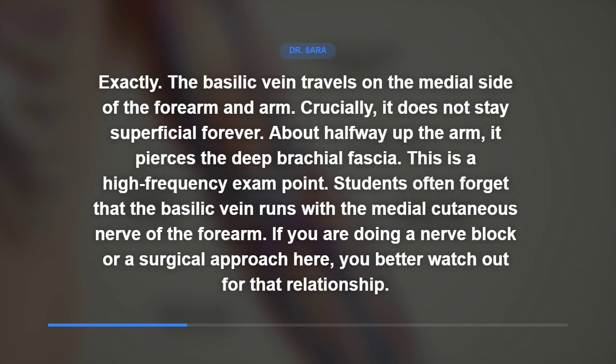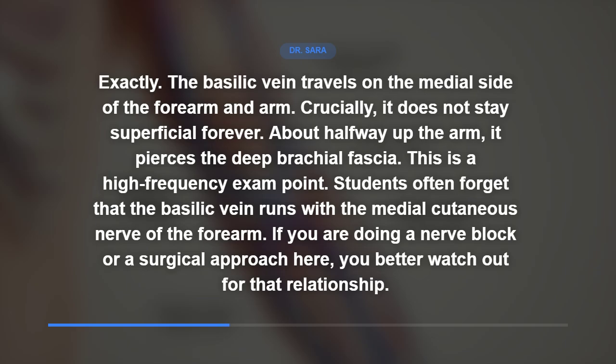Now, Sarah, let's contrast that with the basilic. It is the rebel of the group, right? Exactly. The basilic vein travels on the medial side of the forearm and arm. Crucially, it does not stay superficial forever. About halfway up the arm, it pierces the deep brachial fascia. This is a high-frequency exam point.